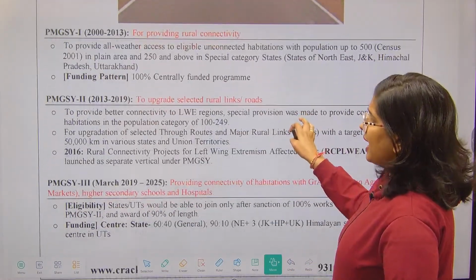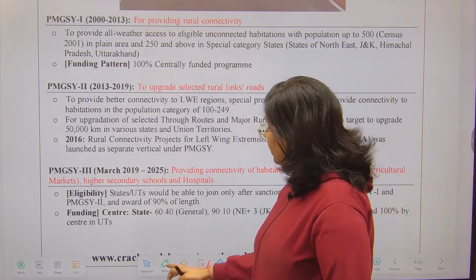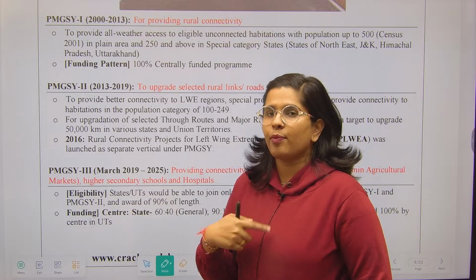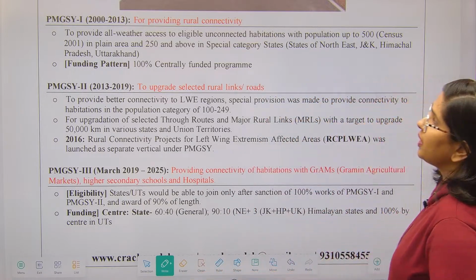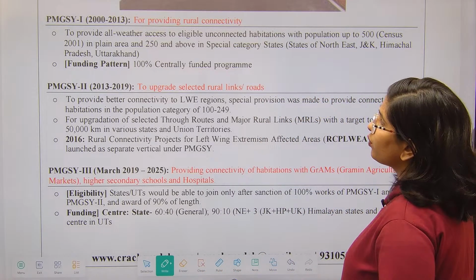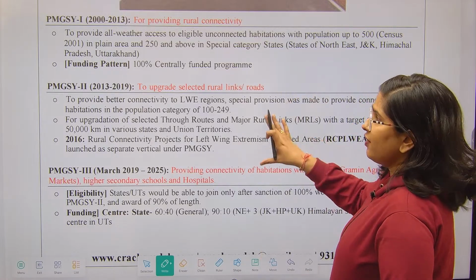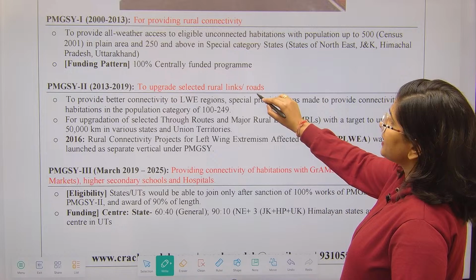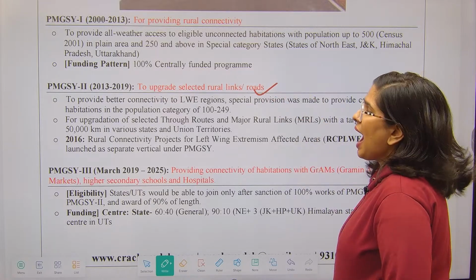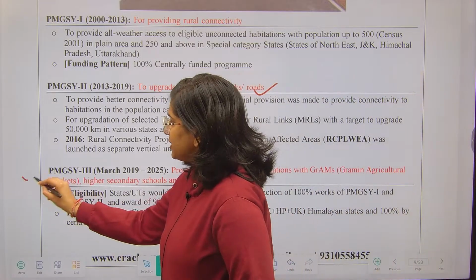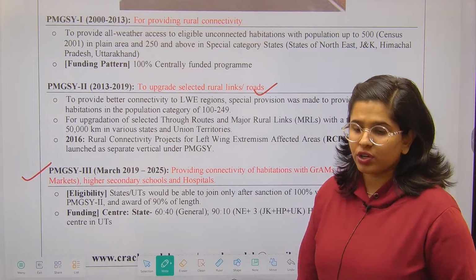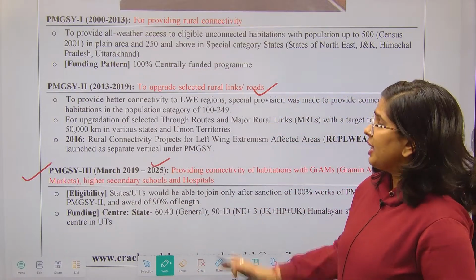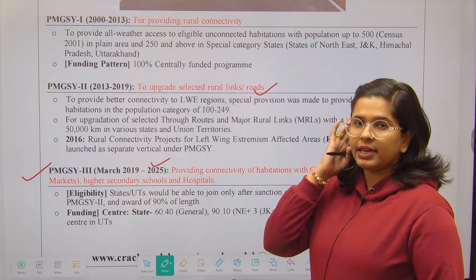Now, as I have already told you, there are 3 phases and right now we are in the 3rd phase of this particular scheme. मैंने आपको पहले भी ये चीज बताई हुई है. So the first phase was for providing rural connectivity, right? Then the second phase lasted from the year 2013 till 2019 to upgrade the selected rural links and roads. And then right now we are in phase 3. Pradhan Mantri Gramin Sadak Yojana phase 3 is going to last till the year 2025, right? This is the phase where we have to focus a little bit more.